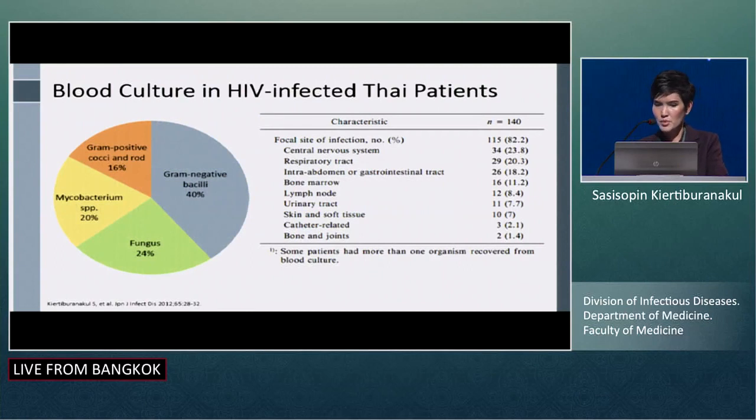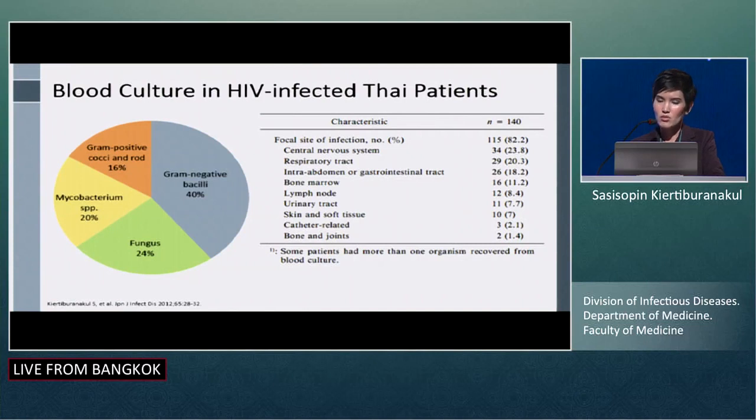This picture shows the distribution of the cultures. The most common cause of bacteremia is gram-negative, 40%, followed by fungus, 24%, and mycobacteria, 20%, and the last one is gram-positive. The table shows the focal site of infection. The most common is the central nervous system.